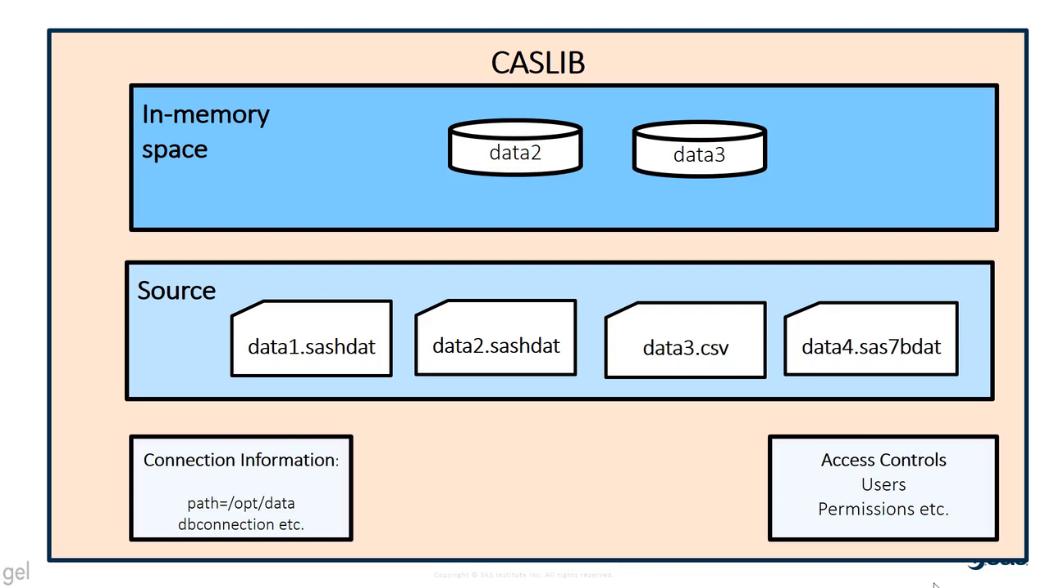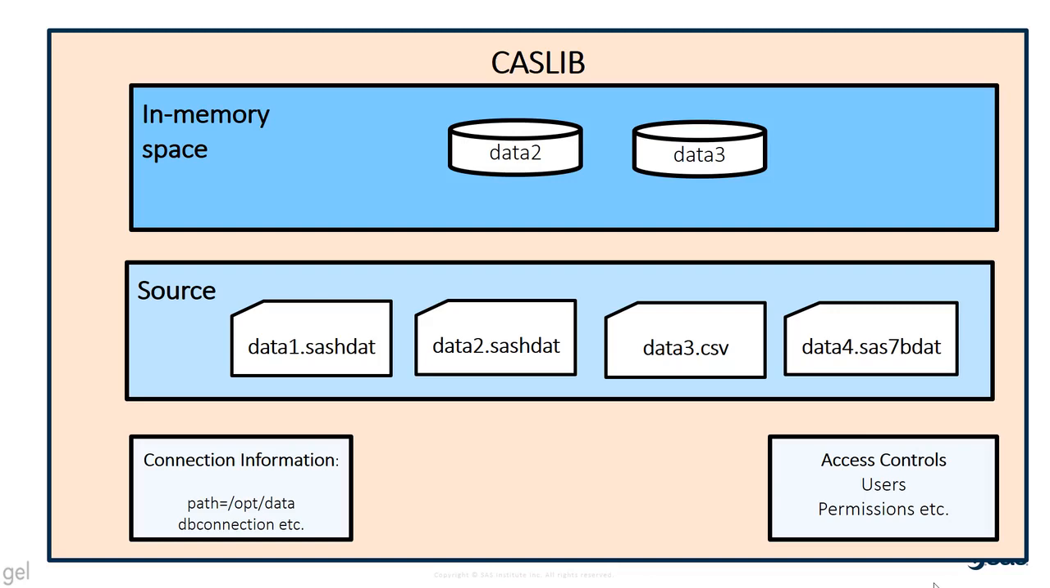In this case, my path-based CAS lib, I have 4 files in the source, so 4 files in the directory, and 2 of them have been loaded into memory. So these are the files in memory that my reports will hit, and these files are available for lifting into memory if I need them. So that's what a CAS lib is.